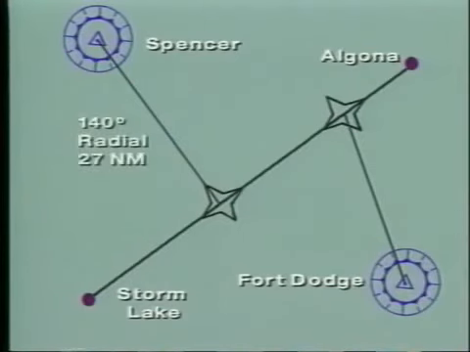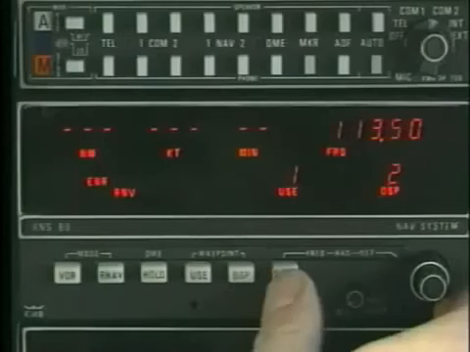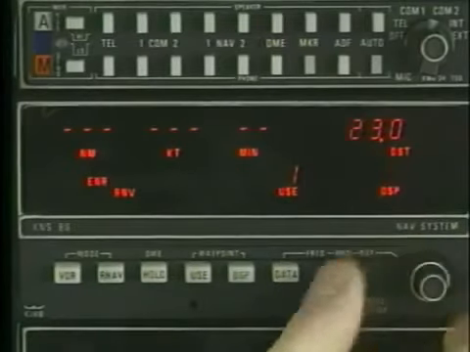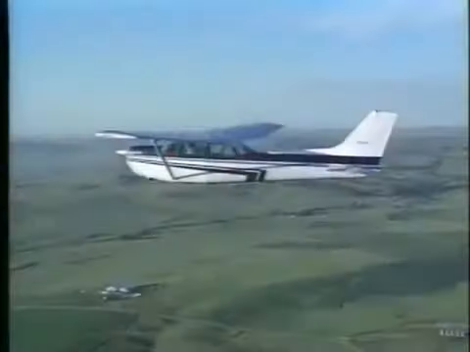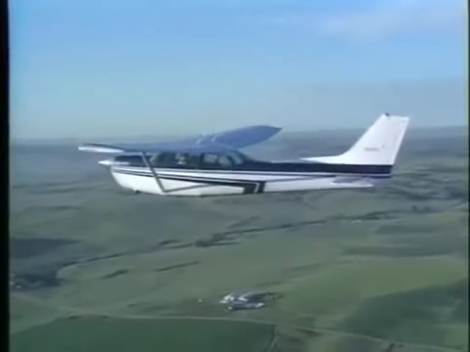Waypoint number 1 is 27 nautical miles from Spencer on the 140-degree radial. Waypoint number 2 is on the 335-degree radial, 23 miles from Fort Dodge. These values are then entered into the receiver prior to your departure. Now you can simply fly from waypoint to waypoint until you reach your destination.